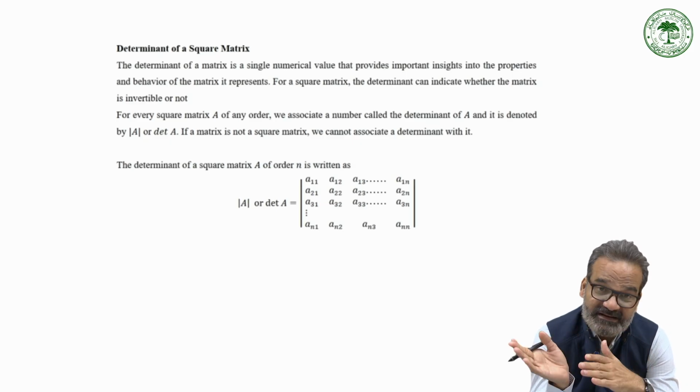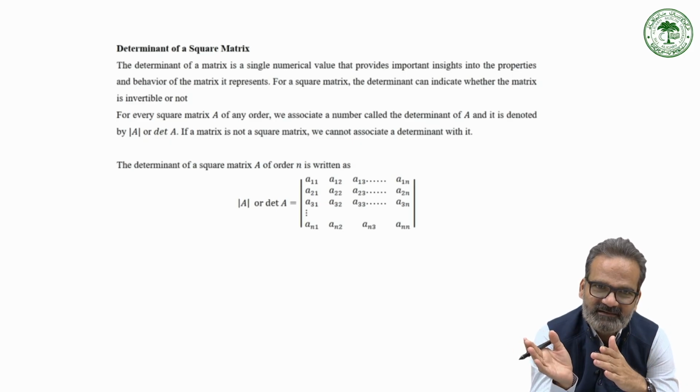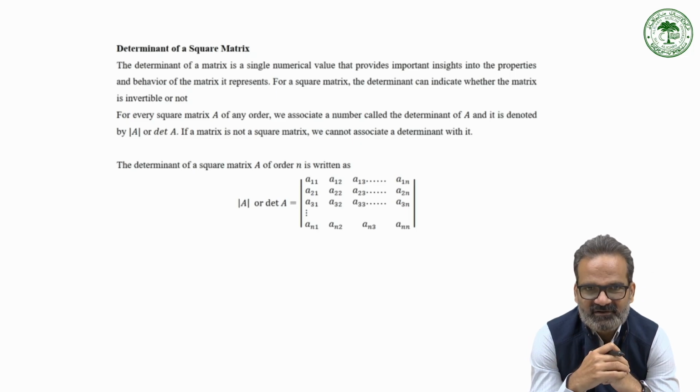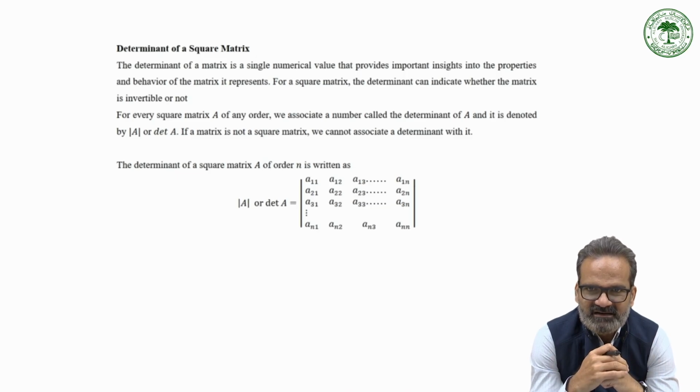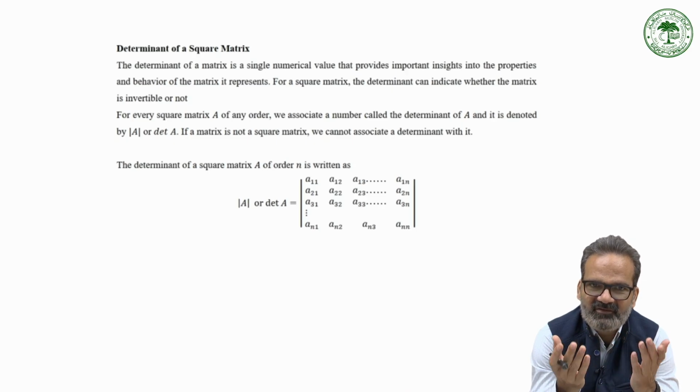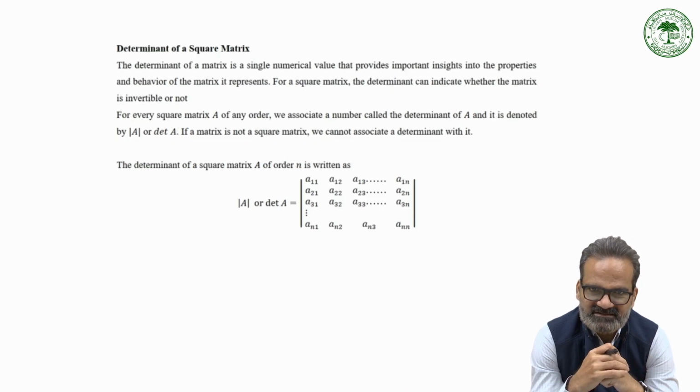So before proceeding to the remaining portion of the matrices, first we should understand the concept of the determinant, which will be helpful in the subsequent texts in case of matrices. The determinant of a matrix is a single numerical value that provides important insights into the properties and behavior of the matrix it represents.